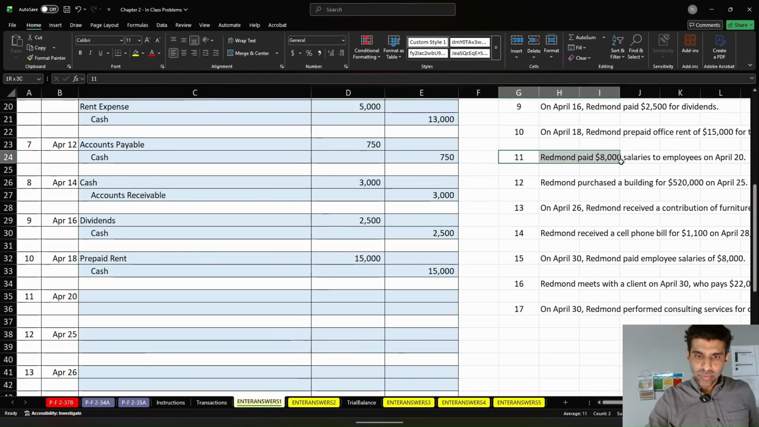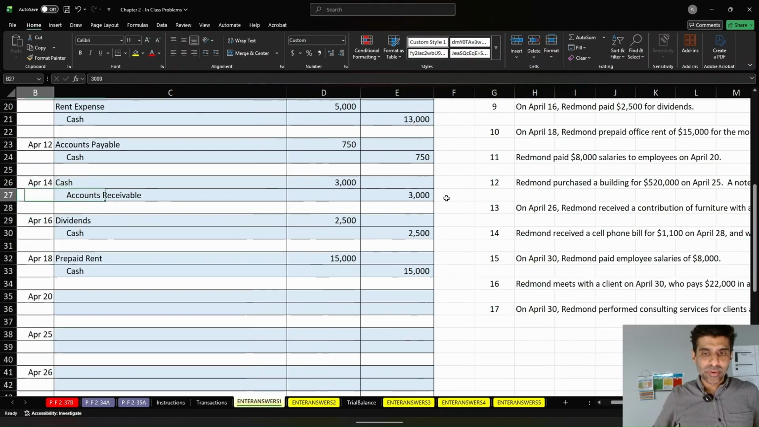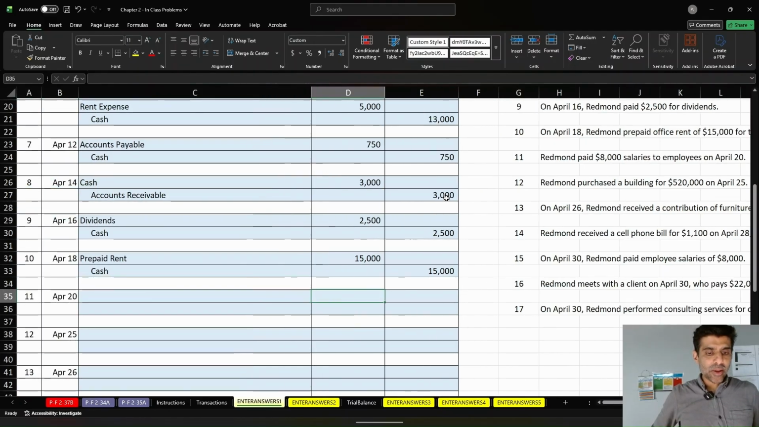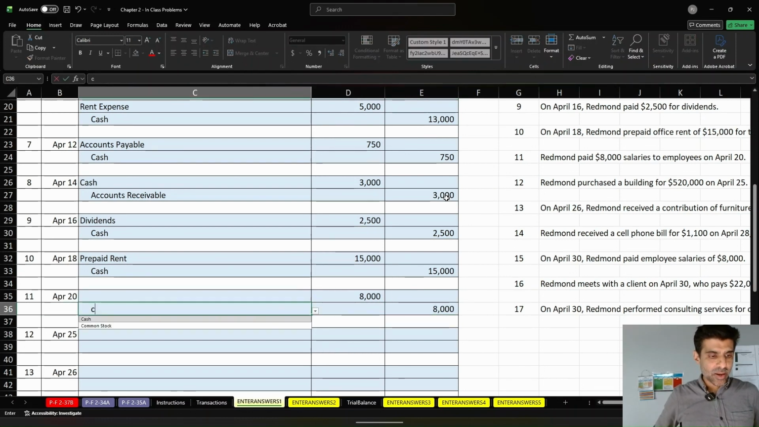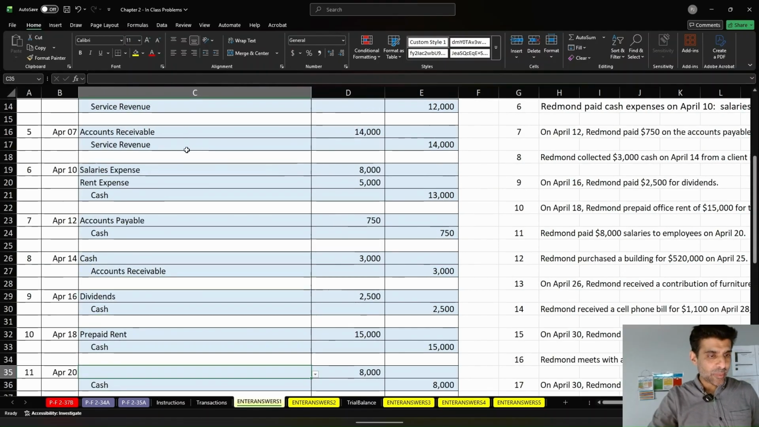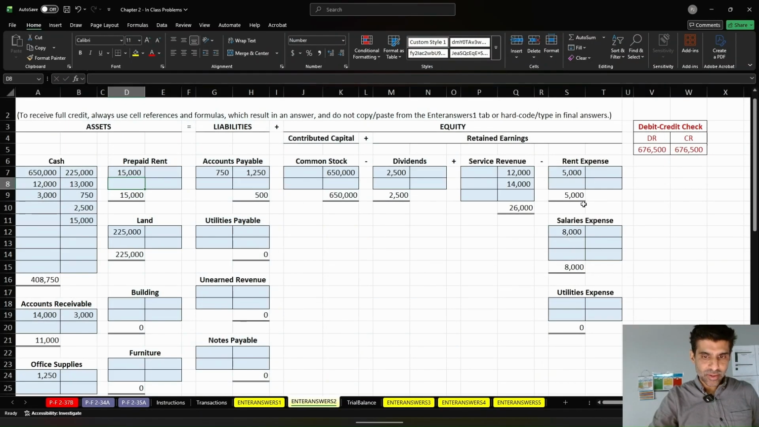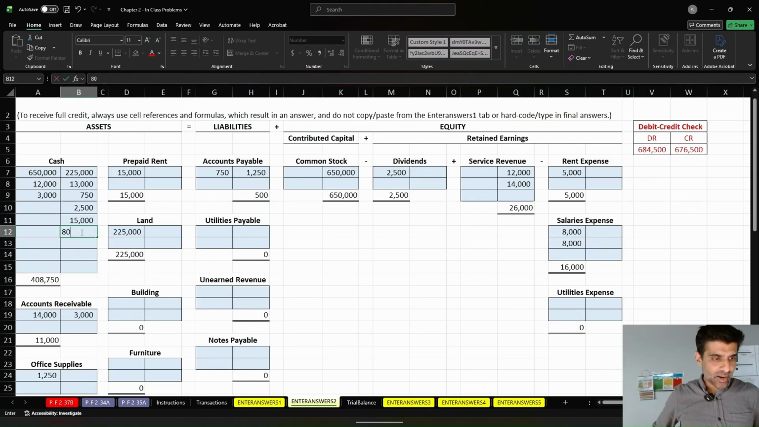Okay, so this one, Redmond paid 8,000 in salaries. This is pretty simple. What are you paying the salaries with? Cash. Okay, so is that a debit or credit to cash? Credit. Cash. Debit is, we already saw this up here, remember? So this is the same, salary expense. So I'm going to post it here. Salary expense is getting another debit, 8,000. Cash gets credited, 8,000.